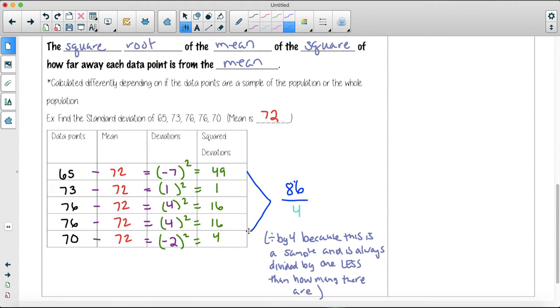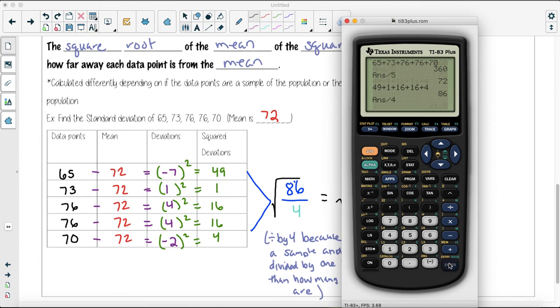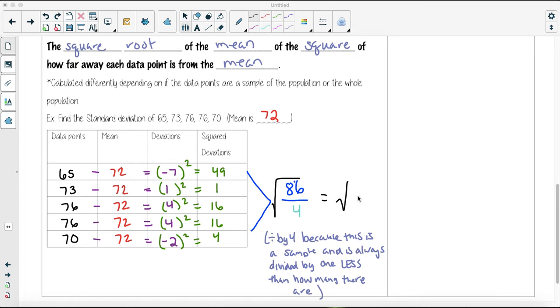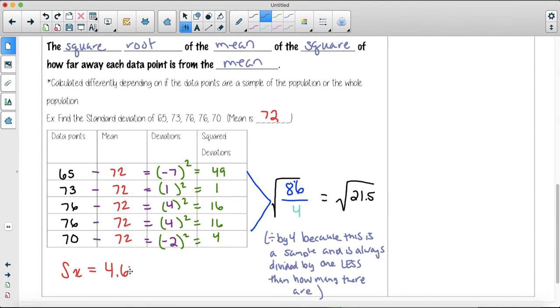So instead of finding the true mean, because we're doing sample data points instead of the whole population, we cannot divide by 5 because we don't know the whole population. So we use 4. Then we're going to take the square root of this section. So if we take 86 and divide that by 4, we're going to have the square root of 21 and a half. This will give us our standard deviation. So our standard deviation, Sx, is equal to, we're going to go to the calculator, the square root of 21 and a half, which gives us 4.64.